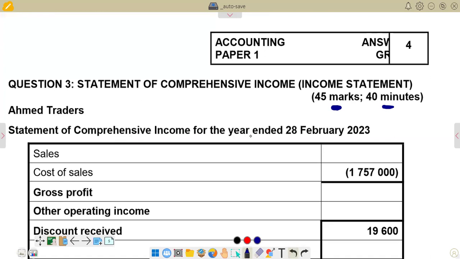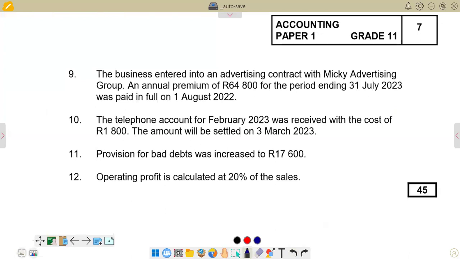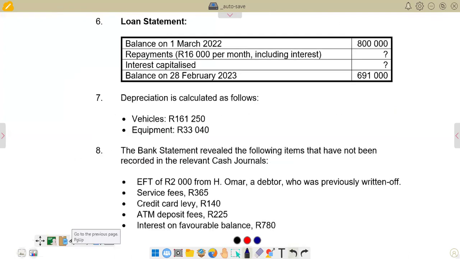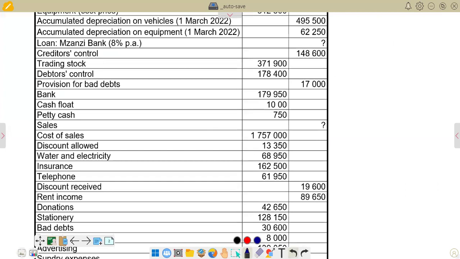So this is a statement of comprehensive income for the year ended 28 February 2023, and then we're given the sales here. And cost of sales is pre-entered as 1,757,000, and then we're given the gross profit. So we're going to start on the sales there to try to see what the figure for sales is. So if you go back to the question, I would want to go to the list of balances, that is the trial balance, and see what is the figure for sales that we are given there. So if you come here, you'll see that sales is here, and we are given it as a question mark here. So what does it mean?